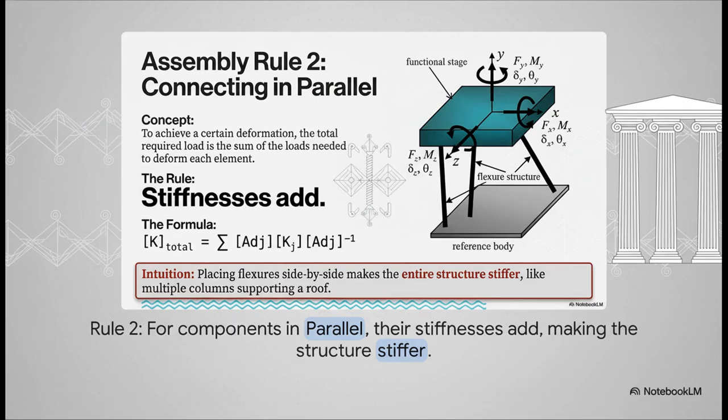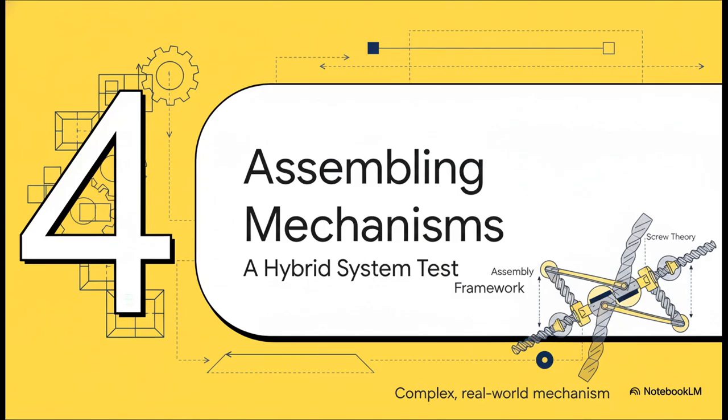When you put parts side by side or in parallel, they team up to resist motion, and the whole structure gets stiffer. Now, in this case, you don't add the compliance, you add the stiffness, which is just the flip side of compliance. The best way to think about it is like a bunch of columns all working together to hold up a roof.